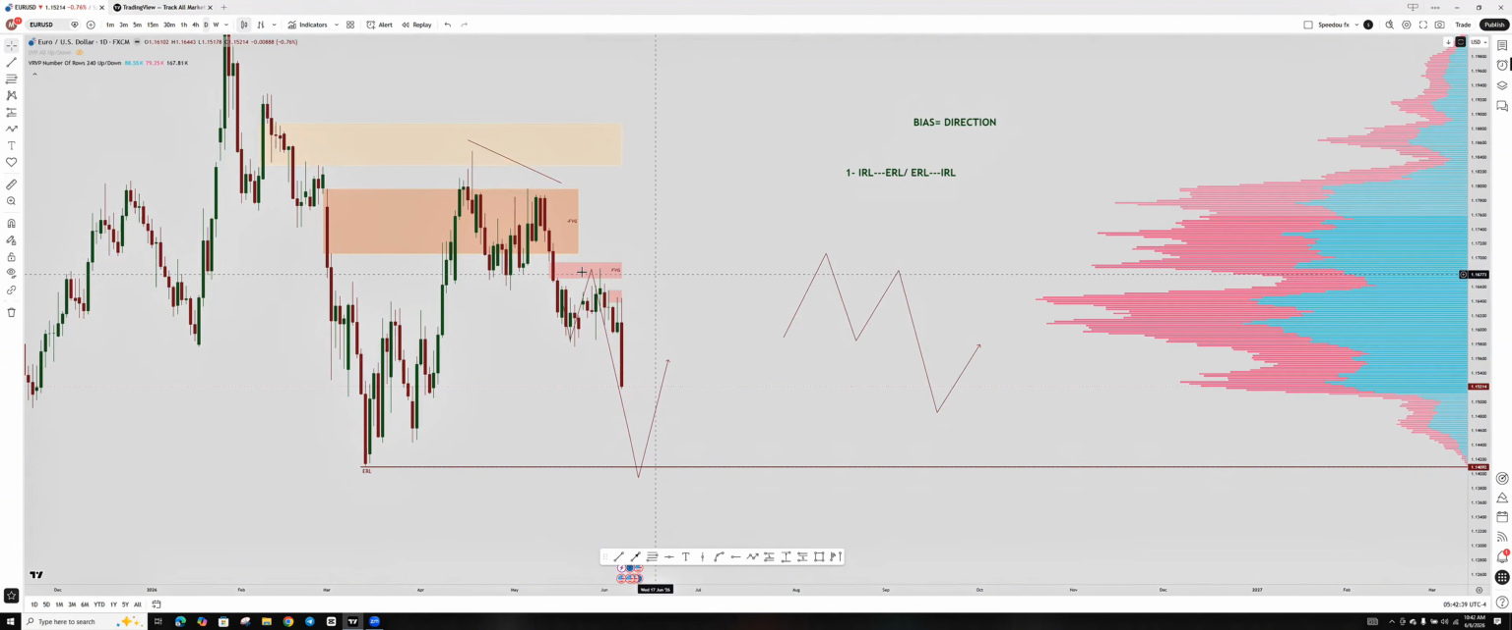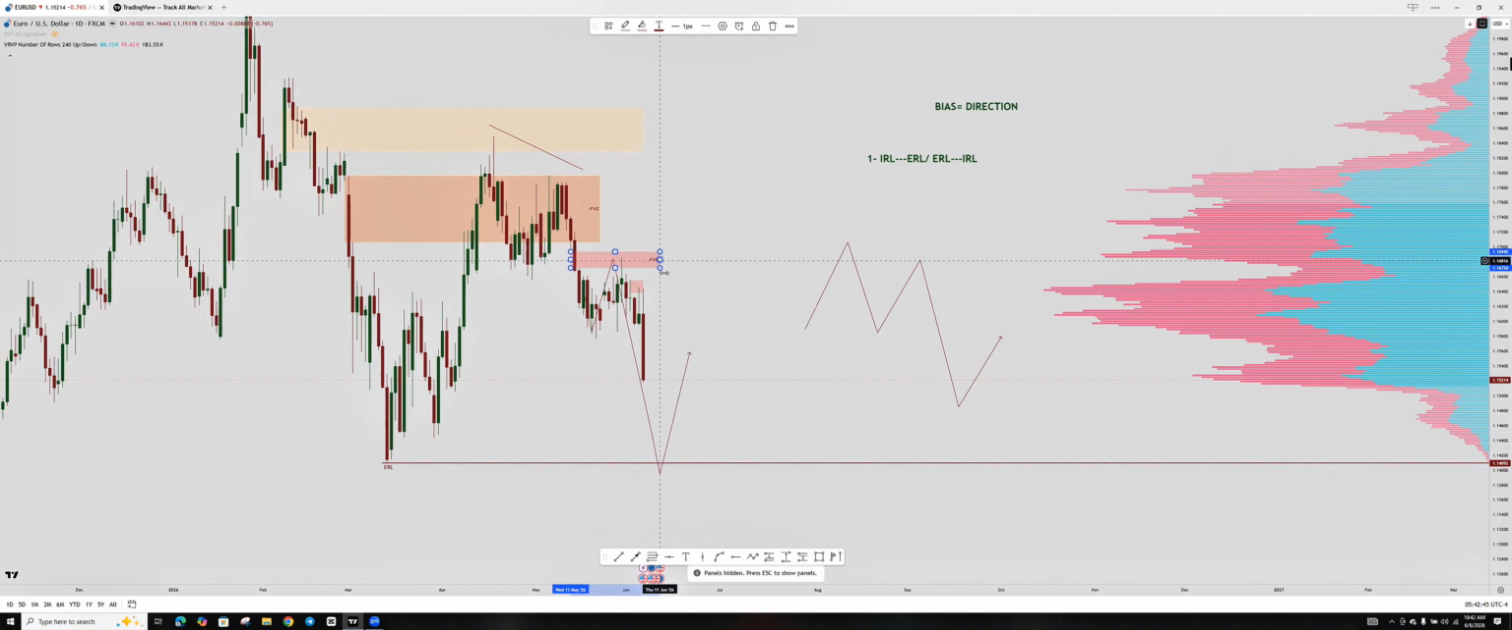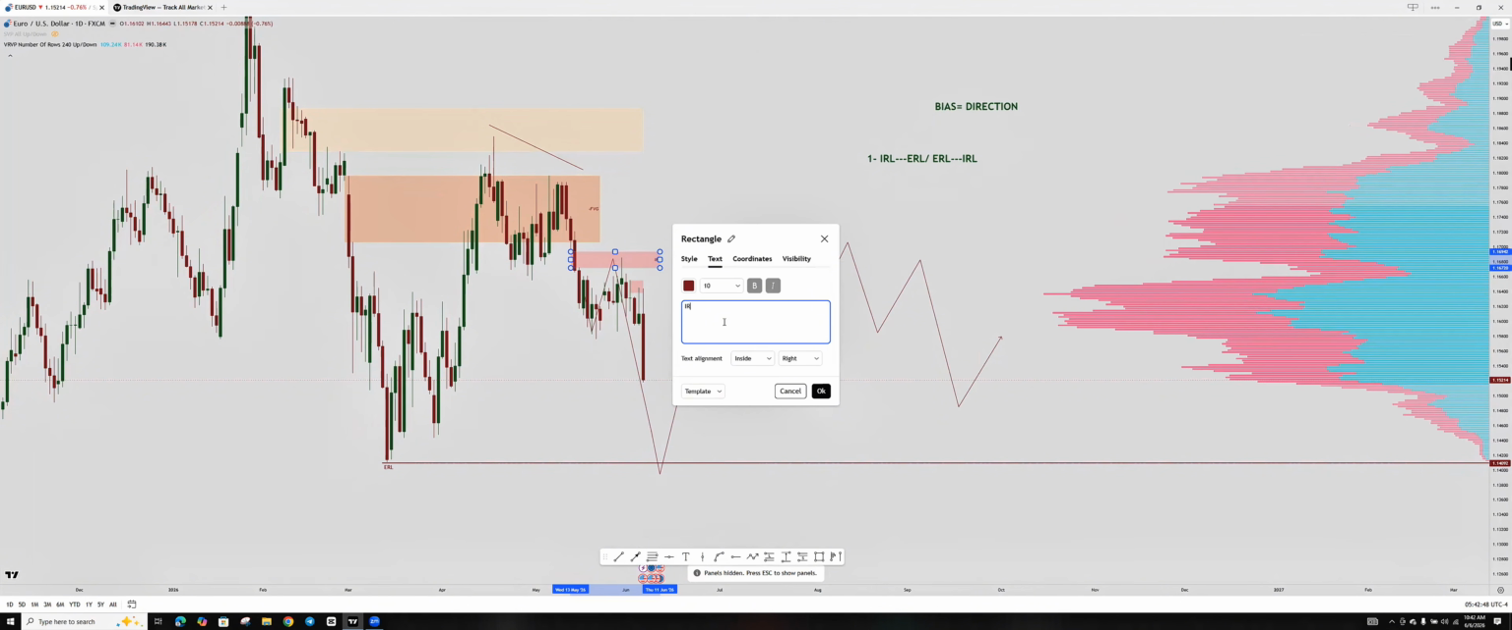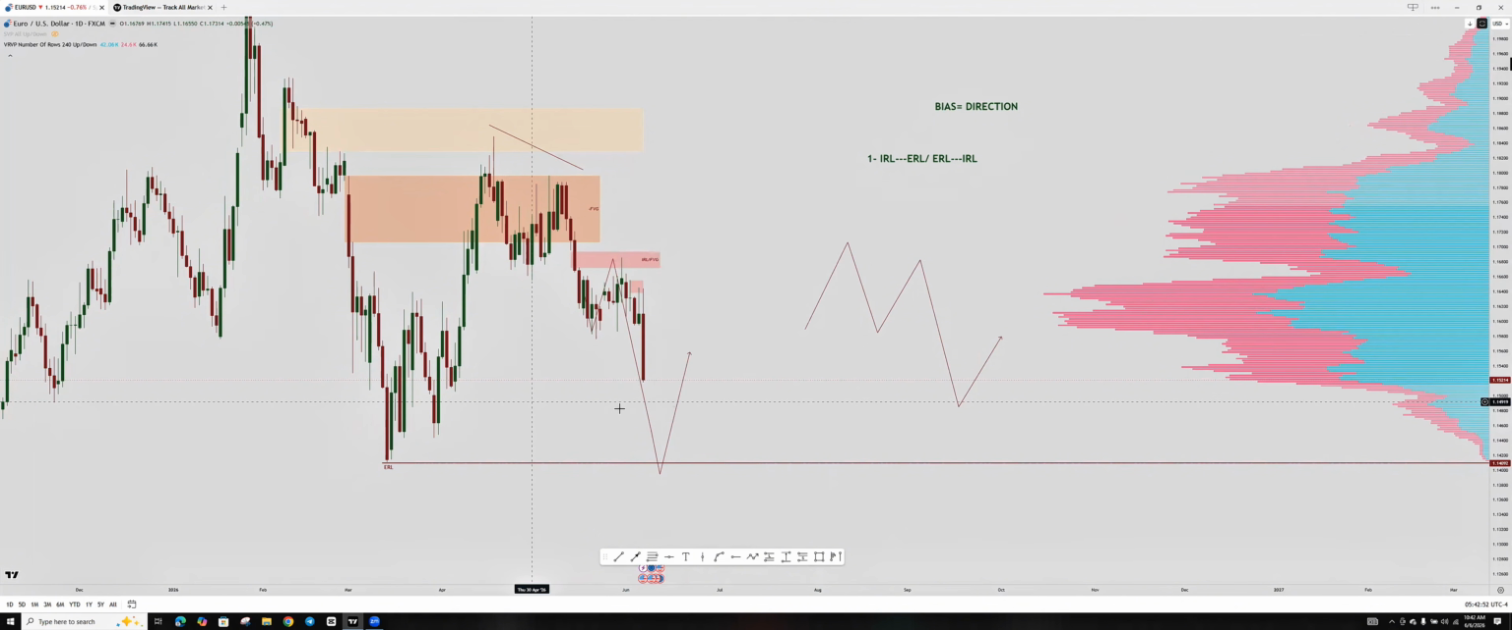And then this fair value gap right here, you can decide to call it an internal range liquidity, or you leave it as fair value gap. It all means the same thing. We have an inversion fair value gap right here, which is also an internal range liquidity. So fair value gaps, breaker blocks, vacuum blocks, these are the internal range liquidity. Buy side liquidity, sell side liquidity, those are the external range liquidity.